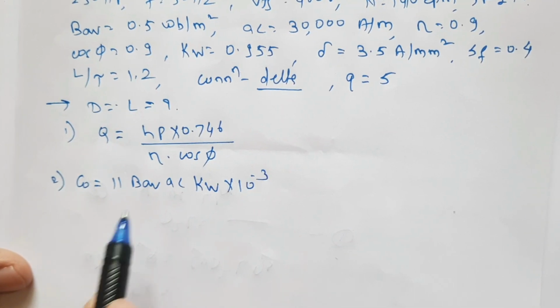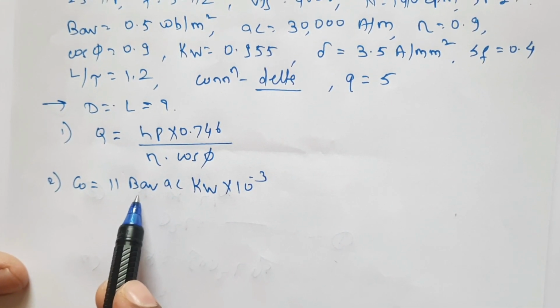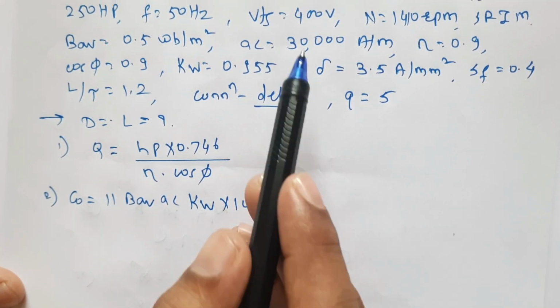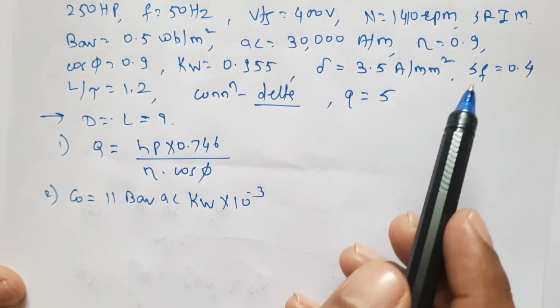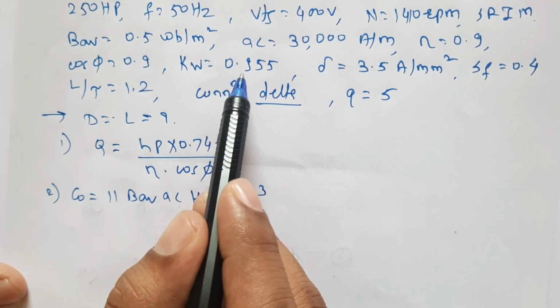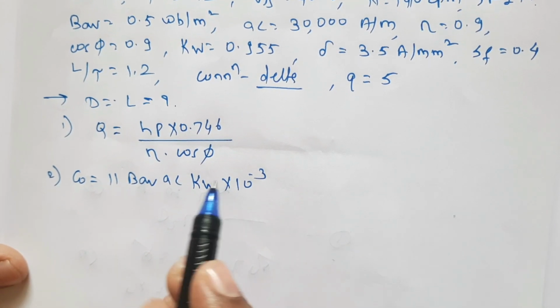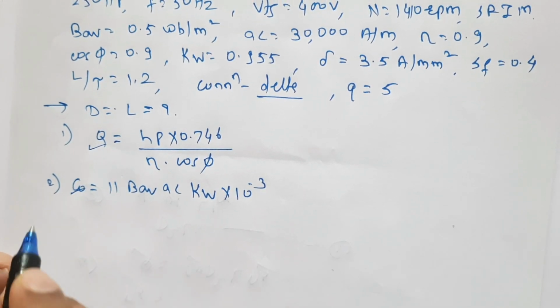The next step is to find C0 is equal to 11 BAV AC kW into 10 power minus 3. Now we have the values of BAV, magnetic loading, that is 0.5 Weber per meter square, AC is 30,000, and kW, the winding factor, is 0.955, into 10 to the power minus 3. In this way we will get the value of C0.